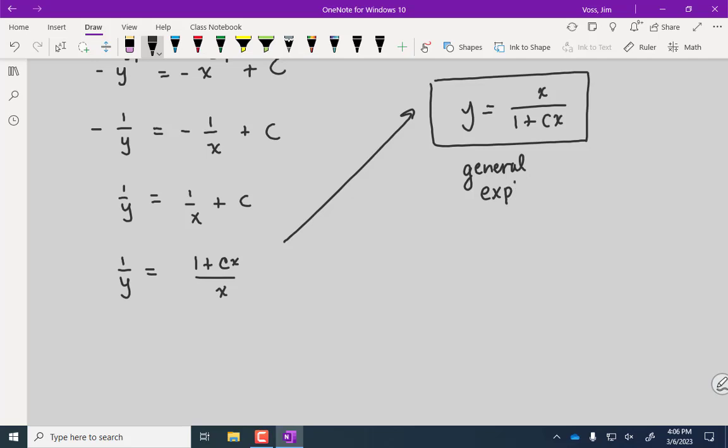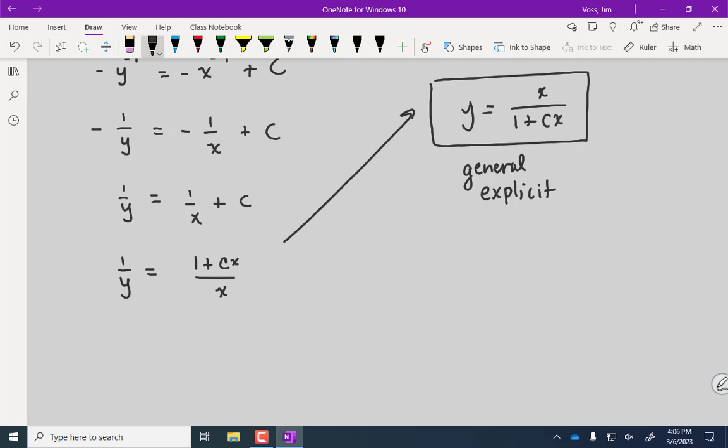Couldn't cx just be c though, since x is a variable? So we have to keep the x times the c. Yeah, so we can only take constants and constants and put them together, not a constant and a variable. So the variable is super important to leave.